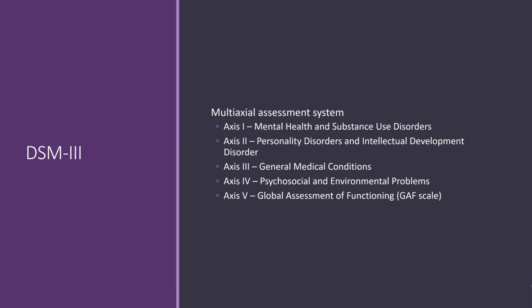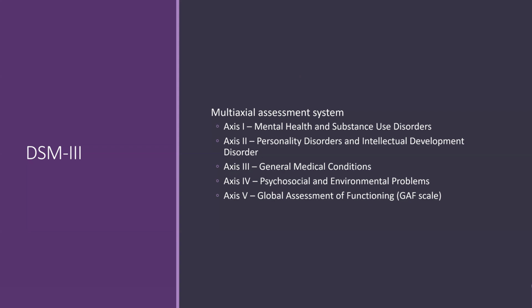Another thing that was introduced in the DSM-3 was the multi-axial assessment system. And so the DSM-3 was organized to have kind of these tiers of diagnoses. So at Axis 1, we had the broad mental health and substance use disorders. This includes a lot of the main diagnoses you may have heard of, such as major depressive disorder, generalized anxiety disorder, post-traumatic stress disorder, as well as the substance use disorders.